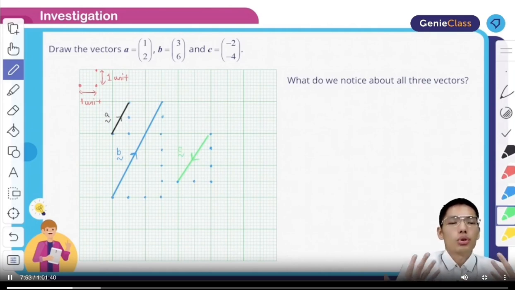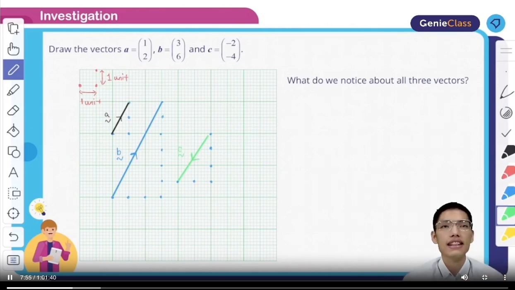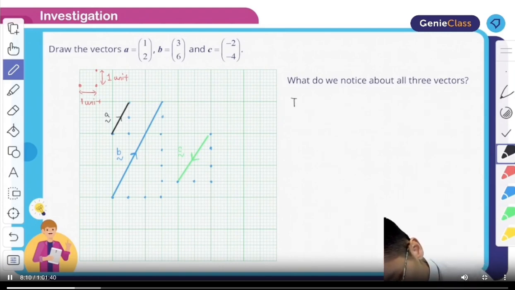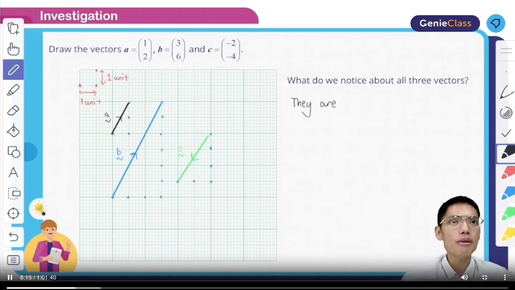Now, what do you notice about these 3 vectors? Is there something you can take note of about these vectors over here? Very good, Denise. That's the word I'm looking for, but anybody else wants to try? What's that keyword I'm looking for? What do I notice about these 3 vectors? In fact, let me give you a hint. They have a particular property over here, if you take a look.